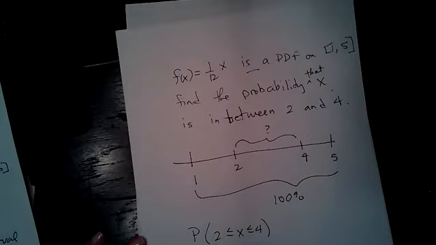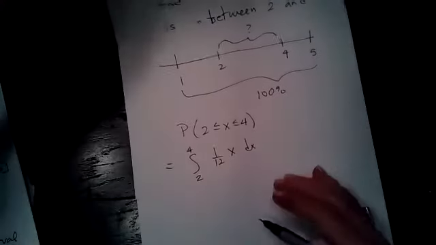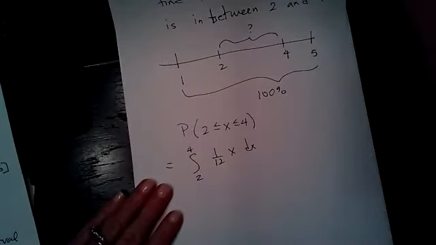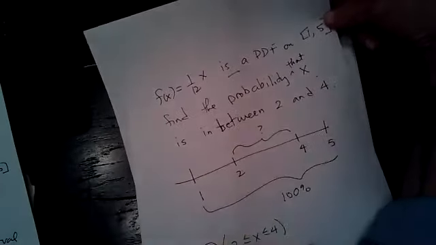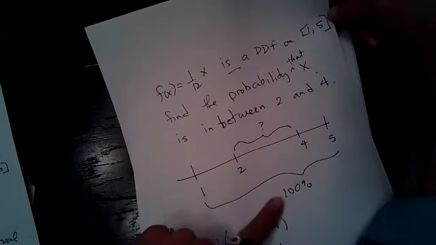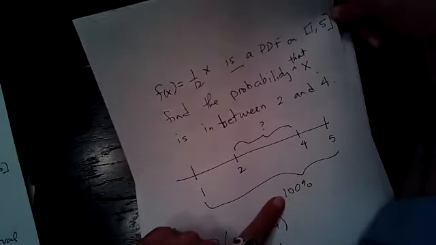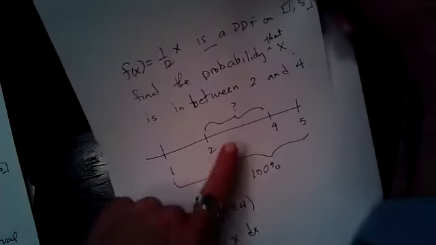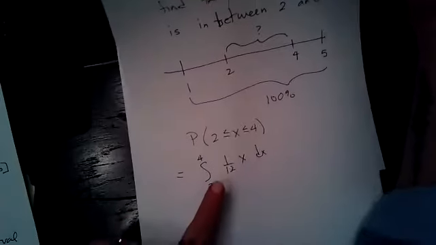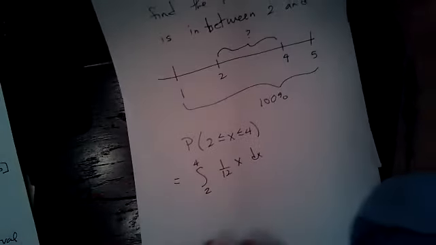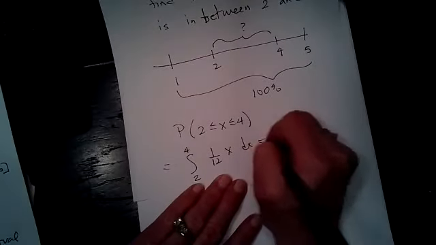So we're just going to integrate from 2 to 4. So again, we just set up the definite integral. Does that make sense? So that's what we're going to do. They're going to give us a PDF on an interval. So we're supposed to know that if I integrate from 1 to 5, there's a 100% chance X lies within that interval. But now they say, well, what's the probability X is in between 2 and 4? Well, what's that probability? All I have to do is integrate it from 2 to 4 to find out. Okay, so that's not too bad.